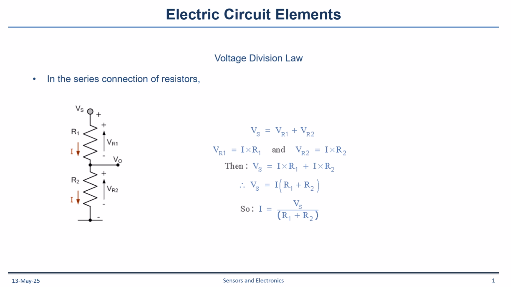Everyone, in this lecture we have the discussion about the voltage division law. So assume that we have two series resistors, and you know that when we have two series resistors or a couple of series resistors, the current that goes through them is the same.